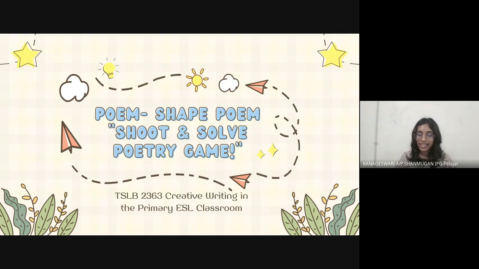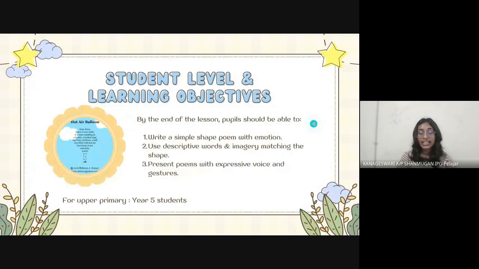Today I'm thrilled to present an exciting and creative writing activity for the upper primary ESL students. The activity is titled Shoot and Solve Poetry Game, and it focuses on writing shape poems. I'm sure you'll enjoy this interactive and engaging way to explore creativity through words and shapes. Let's dive in.